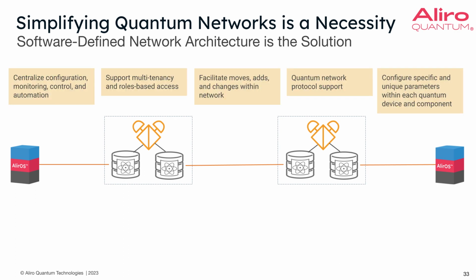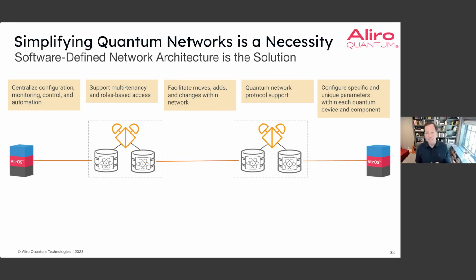Well, to begin with, we require centralized configuration, monitoring, control, and even automation of these quantum networks. This is essential. There's a need to support things like multi-tenancy and role-based access. So there may be multiple people who are using this network and maybe need to configure the network and make changes to the network. And there also needs to be role-based access. There may be classical networking individuals who have access.